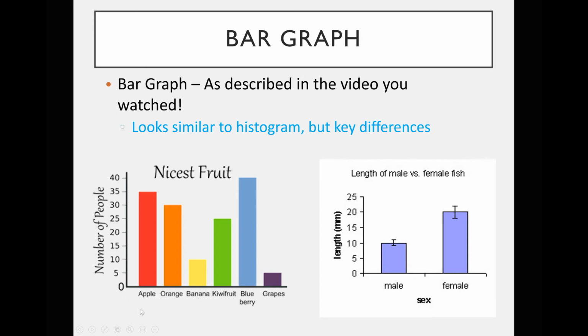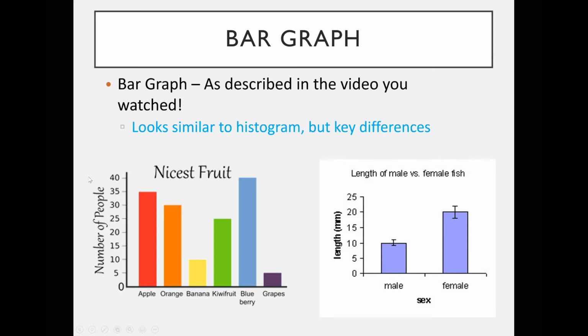So again, a key thing that tells us this is a bar graph is down here on the x-axis, we have words. We have categories. It's not a range of numbers. We use bar graphs to show categories, something related to categories. Now, bar graphs may have count or frequency on the y-axis, similarly to histograms, which is what we see here with nicest fruit. So this is the same as just count or frequency, the number of people who chose this, the number of people who chose that.